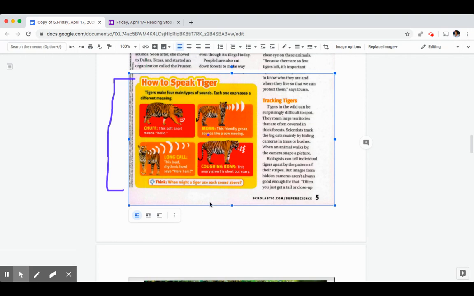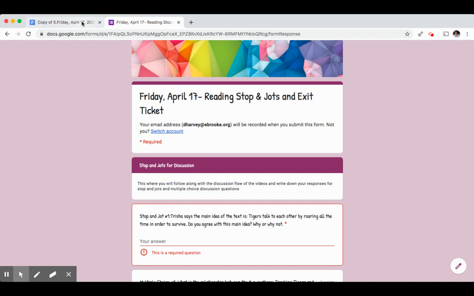So you should have come to the decision that Trisha was actually incorrect. This main idea does not actually connect back to the whole article. And even the sections that talk about tigers roaring do not prove her main idea correct. So her main idea is not connected to the entire text.